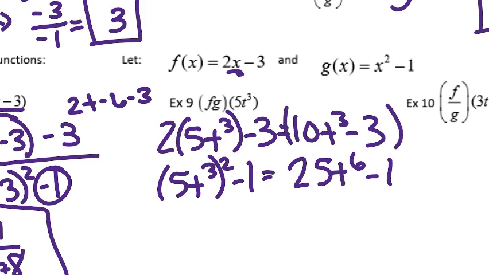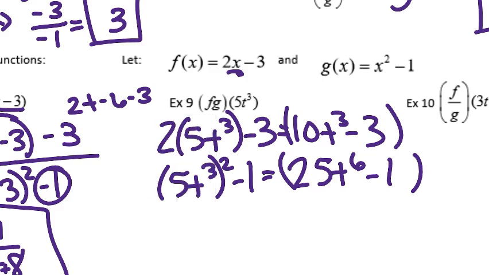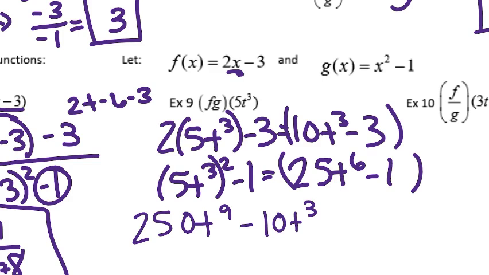So let's multiply this times this. So 10t cubed times 25t to the 6. So that'd be 250t to the 9. And then 10t cubed times the negative 1 is negative 10t cubed. And then 25t to the 6 times negative 3 is negative 75t to the 6. Negative 3 times a negative 1 is a positive 3.